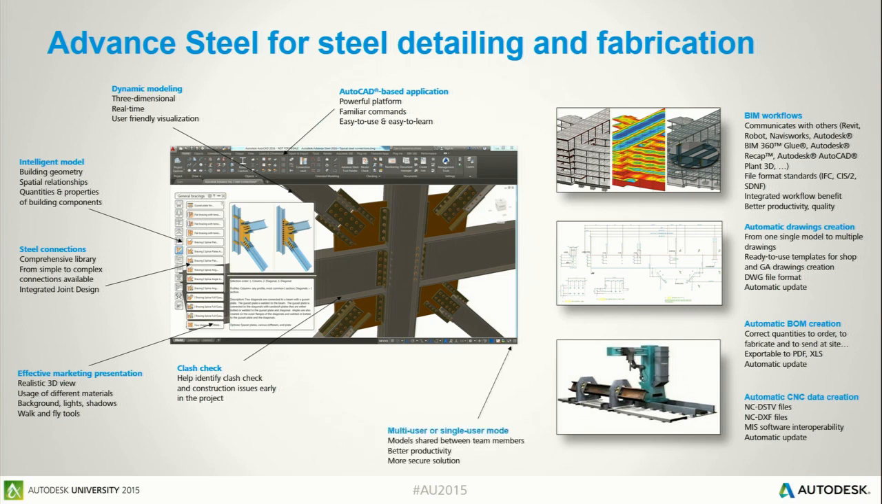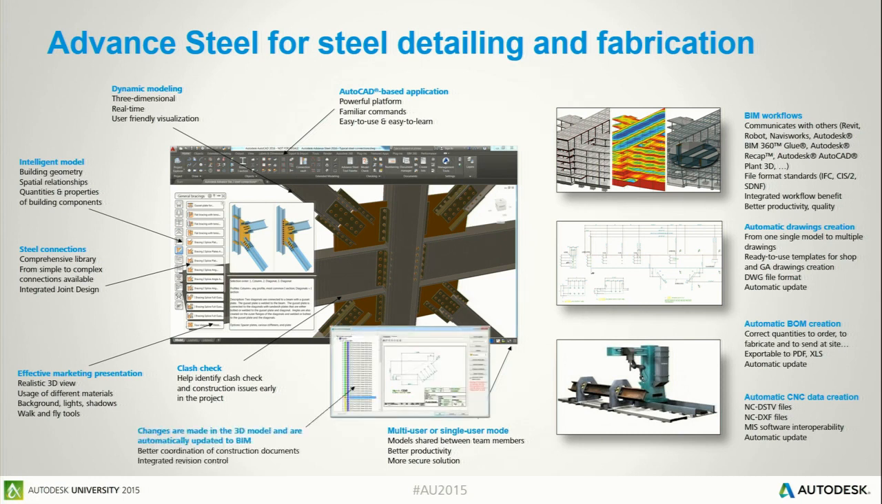To speed up the modeling phase, you can use Advanced Steel in a single user mode, but it's possible to use it in a multi-user mode. So it gives you the possibility to work on the same model with several users at the same time. So it really helps speed up the modeling phase.